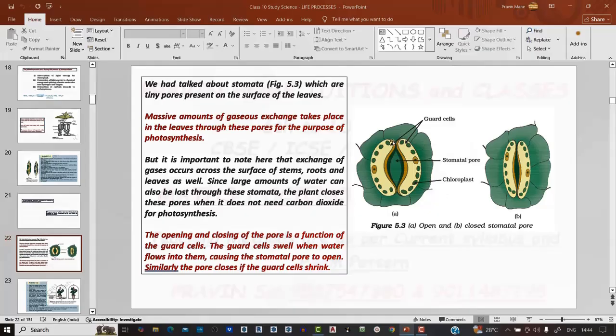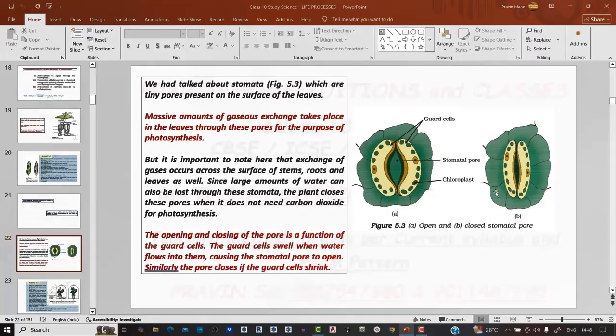Stomata means pores. See figure A, figure B. These are the guard cells. This is the stomatal pore, which is in open condition. Here the stomatal pore is in closed condition. When the stomatal pore is open, there is high exchange of gases in the plant. This is the closed condition. When stomatal pores are closed, no gaseous exchange occurs through the stomata.